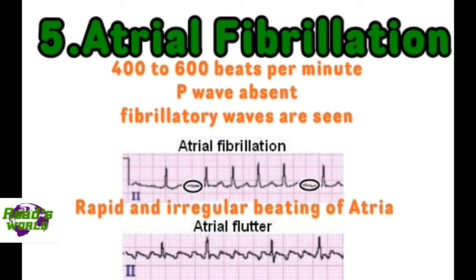Now moving forward to atrial fibrillation. In atrial fibrillation, the beats increase above 400. This will cause the P wave not to be seen in the ECG, and hence you can only observe fibrillatory waves on the ECG graph. Another difference from flutter, apart from the high rate, is that it occurs irregularly, unlike atrial flutter.